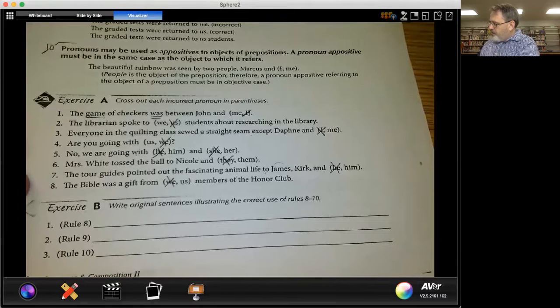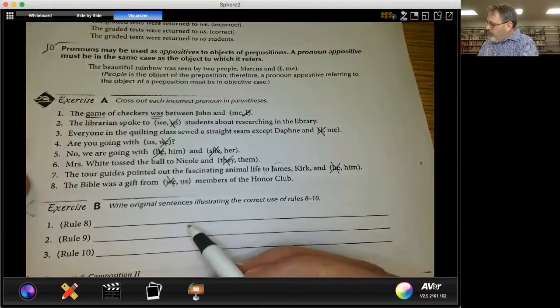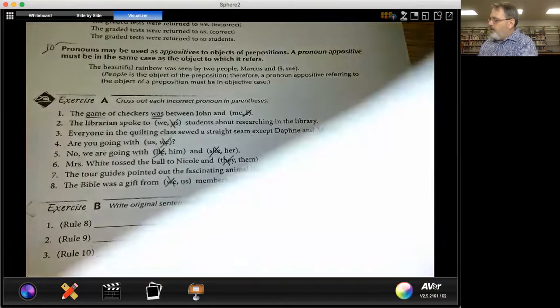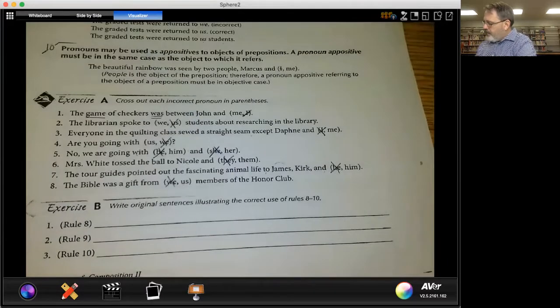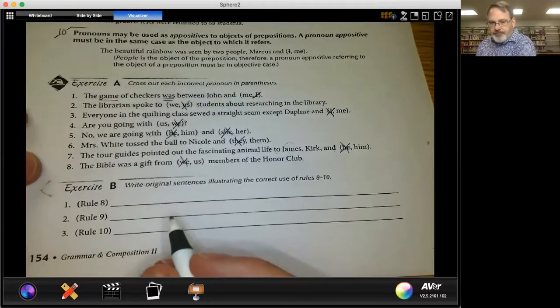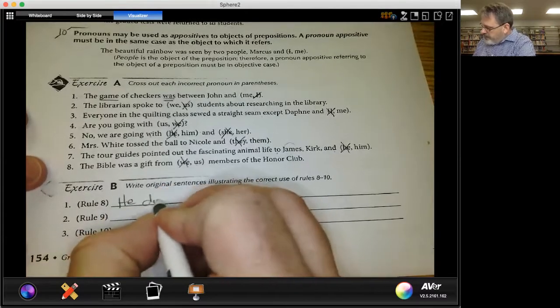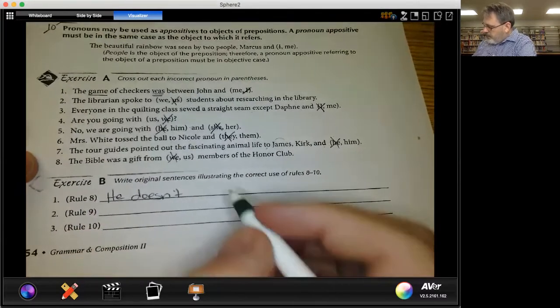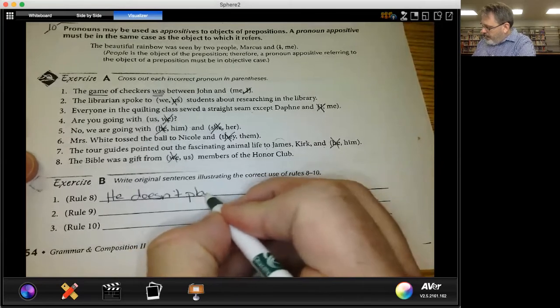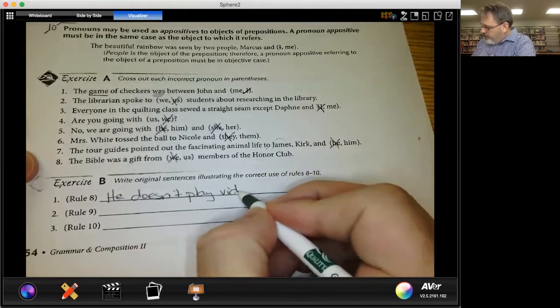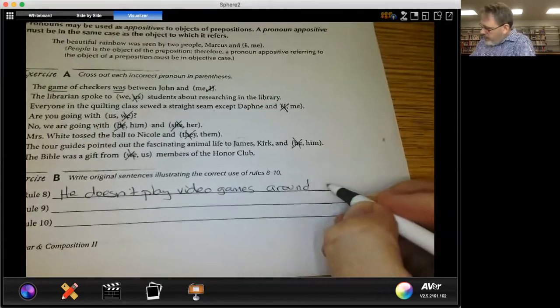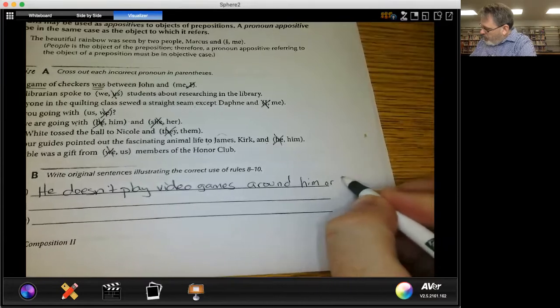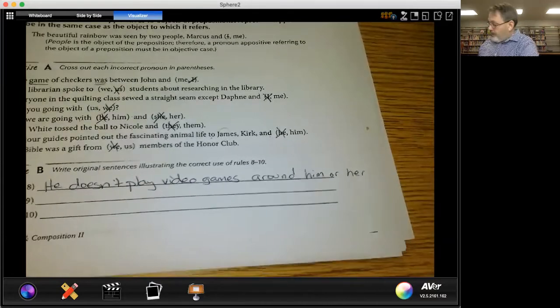Which is pretty simple. Let's use the preposition around him or her. Around is a prepositional phrase. Him and her are both objective case pronouns. So we can say around him or her. Let's say, he doesn't play video games around him or her. I'm not sure why, but he doesn't.